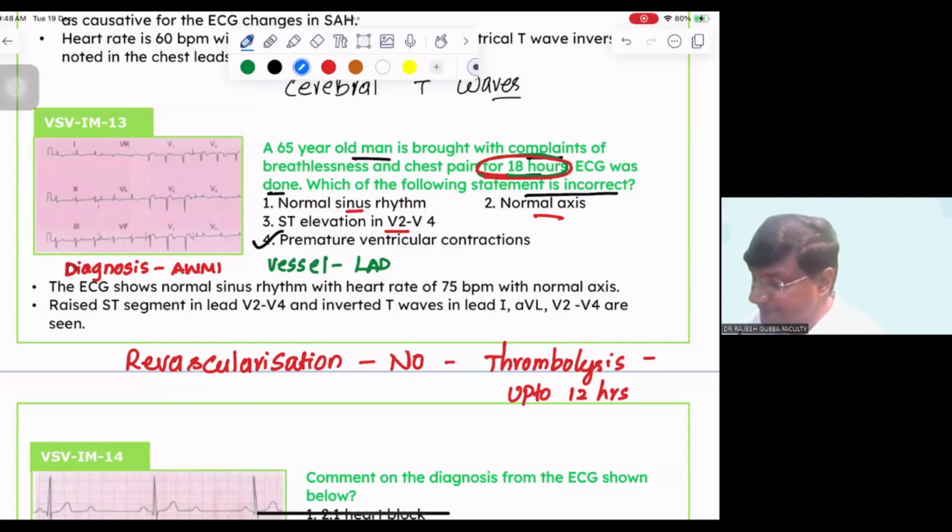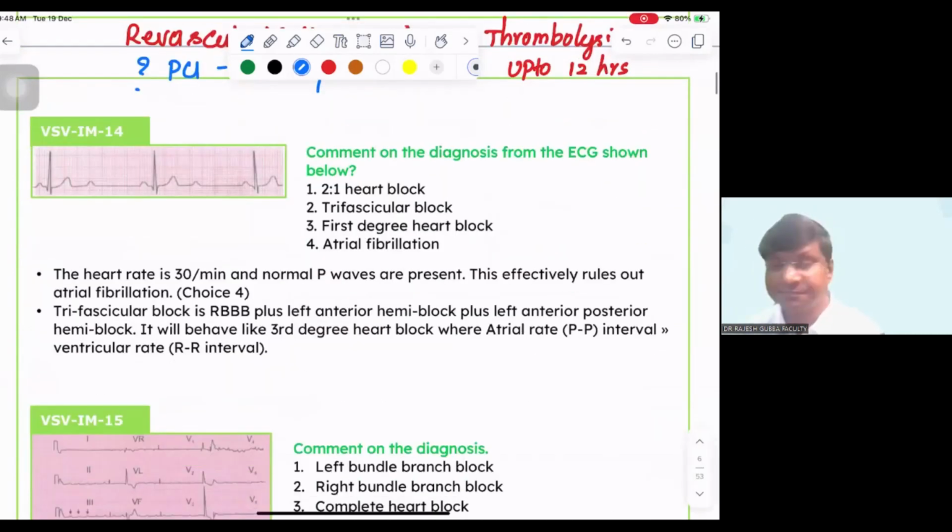Then what about the PCI? You have to do PCI after testing for viability. Right? After testing for viability, if it is viable myocardium, then you can do PCI, but there is no role of thrombolysis. Percutaneous coronary intervention can be done. But thrombolysis should be done only up to 12 hours of the onset of chest pain. That's a very important question. Next. Comment on the diagnosis from the ECG shown below.